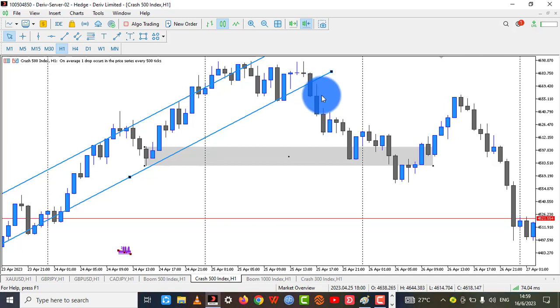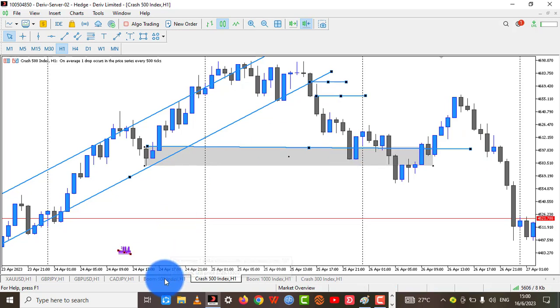Price shot down, you entered here, placed your stop loss just slightly above this wick, targeted this demand zone, and then held your trade. This was your entry, this was your take profit right there. So look at what price does, smashing your take profit. This is the crash market.